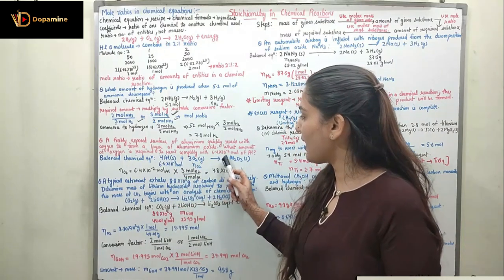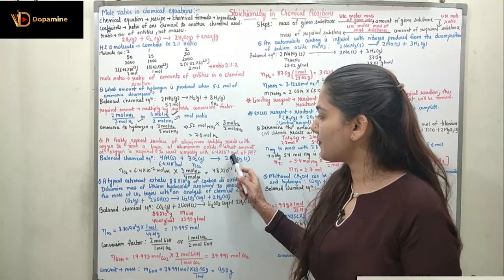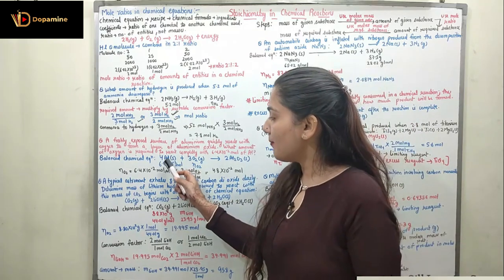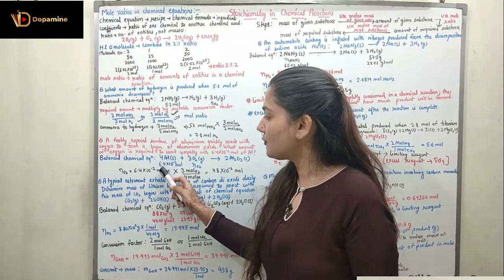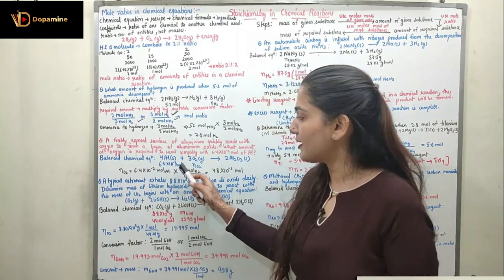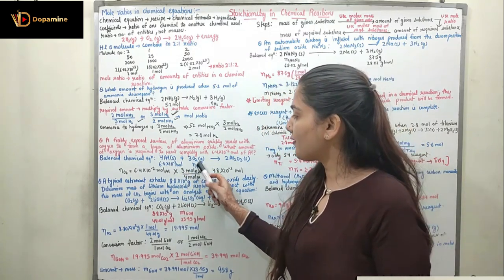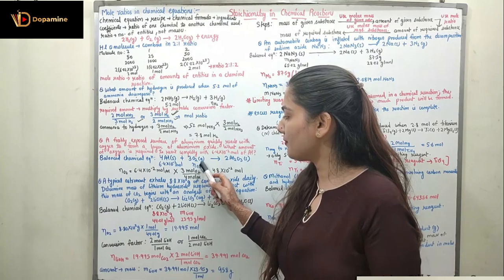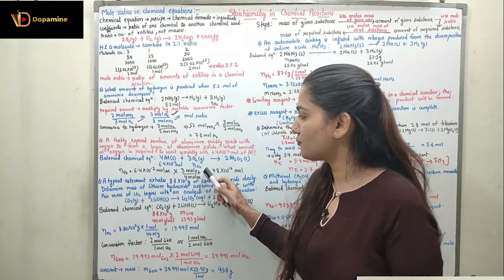Now what is given? It is given that we have 6.4 into 10 raised to power minus 2 moles of aluminium. So below aluminium we are going to write its amount in moles, 6.4 into 10 raised to power minus 2 mole. And we have to find the number of moles of O2, so below O2 we are going to write the number of moles of O2.